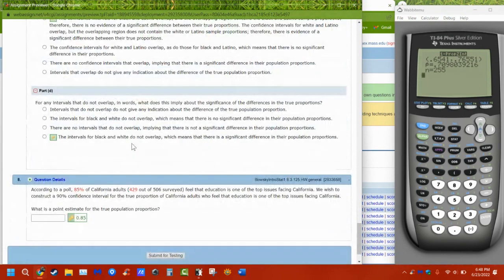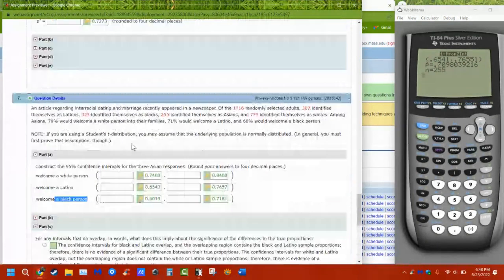Does that help? So that's the biggest thing: make sure that you get whole numbers for your three groups. Okay. When you're going to do the multiplication, they're not going to come out perfect. Okay.